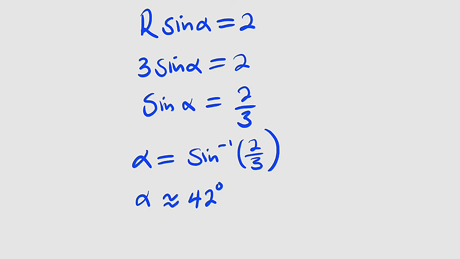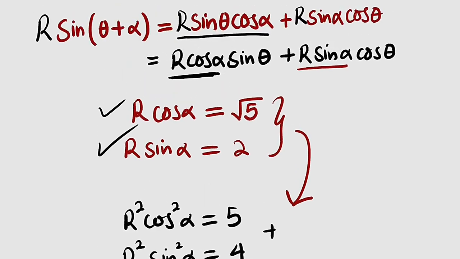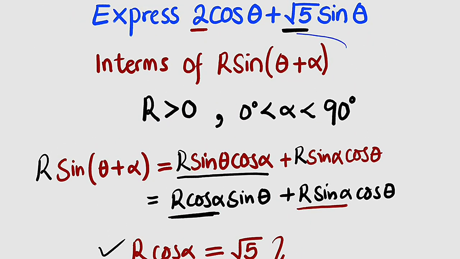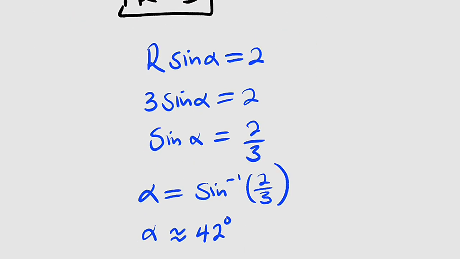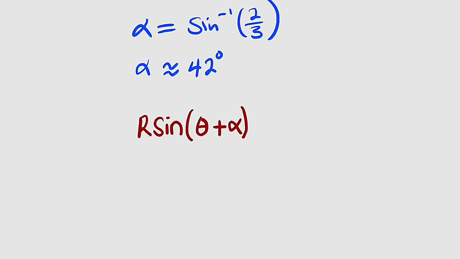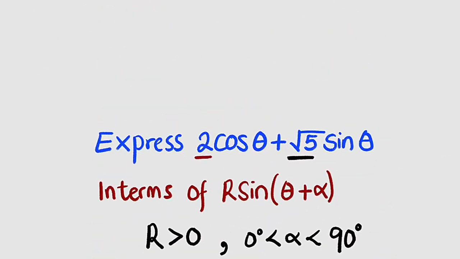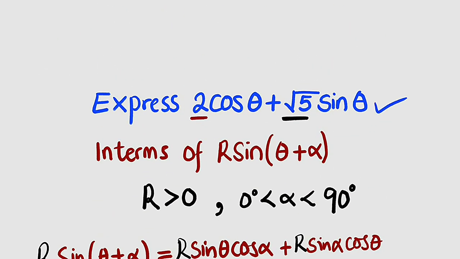So all we have to do is plug r and alpha back into this expression and we are done. This is the expression, right? Having r equal to 3, we have 3 sine of theta plus 42 degrees. And hence, this is equivalent to the original expression given to us, which is this one.